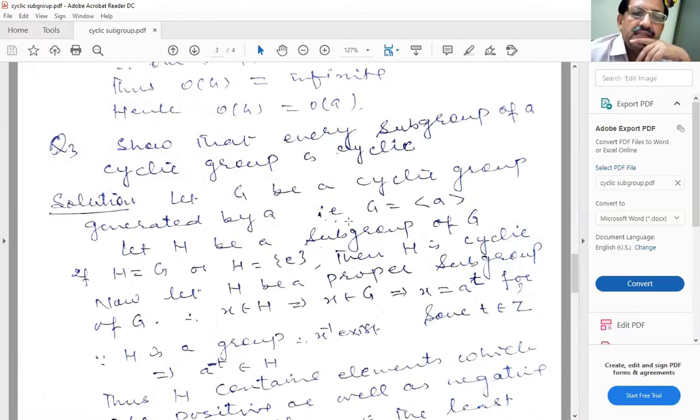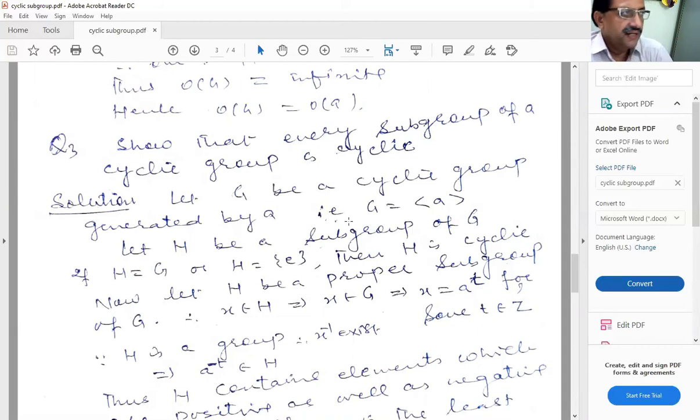Now next, show that every subgroup of a cyclic group is cyclic. एक दो बातें जो पिछले एक्सपीरियंस से भी आपको ध्यान में आ रही होगी.